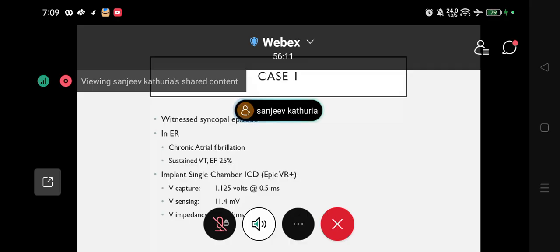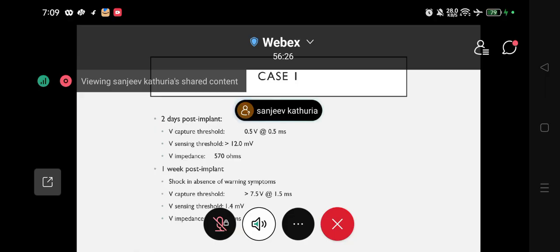This is an actual patient of CVP. So see what we have written there. At implant, V sensing is 11.4 volt. Can you all see? And now, second day, it is even better. Even better. But on the third day, on the 7th day, just see what has happened. This is what sir is asking you.